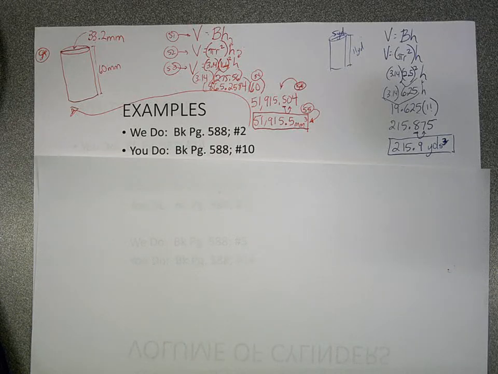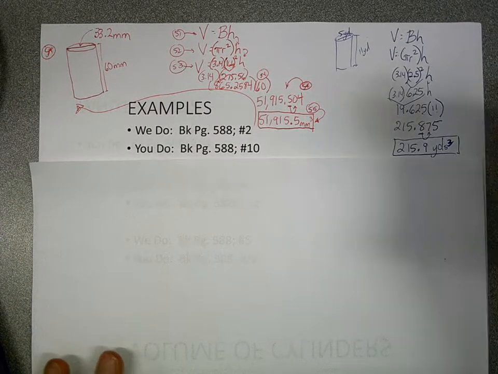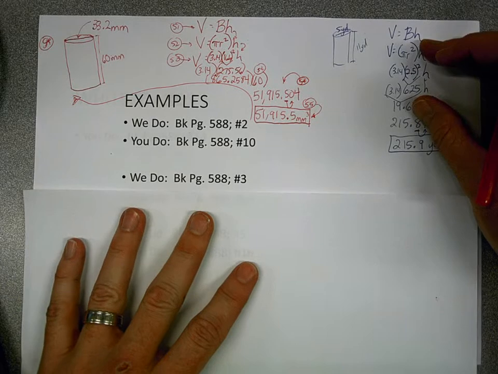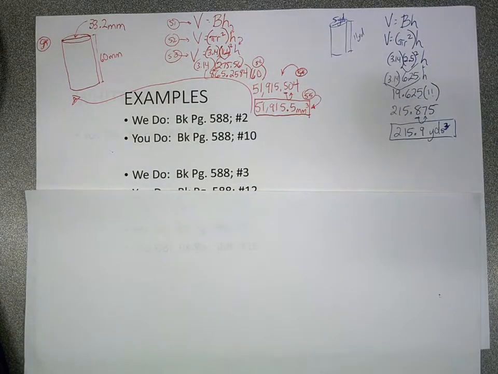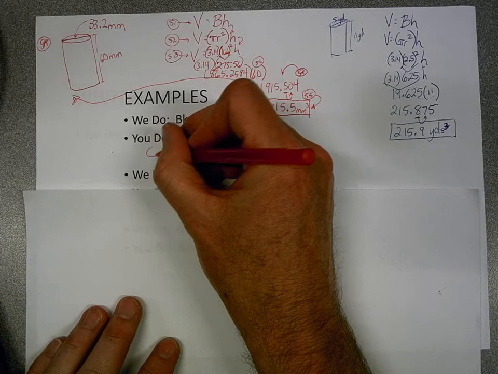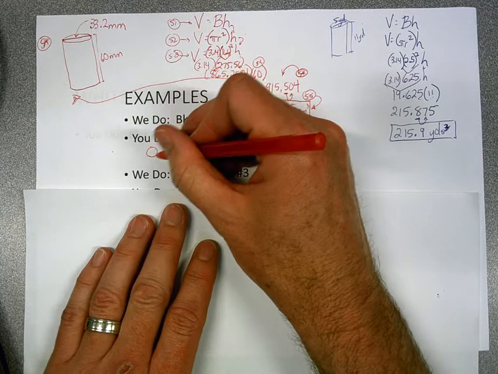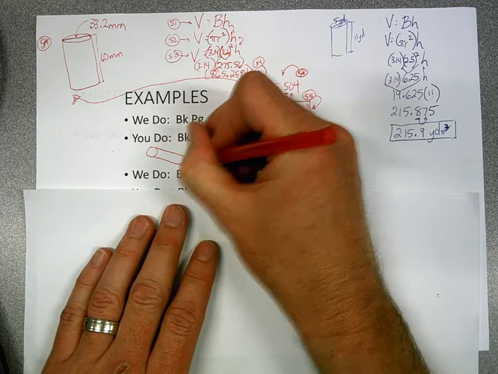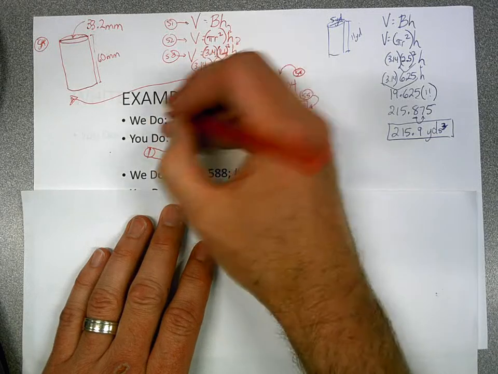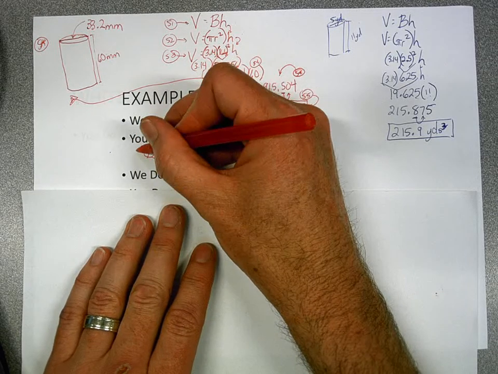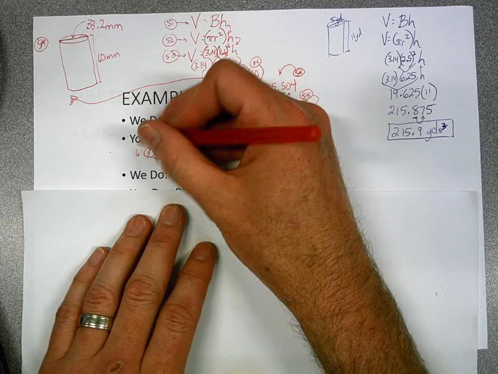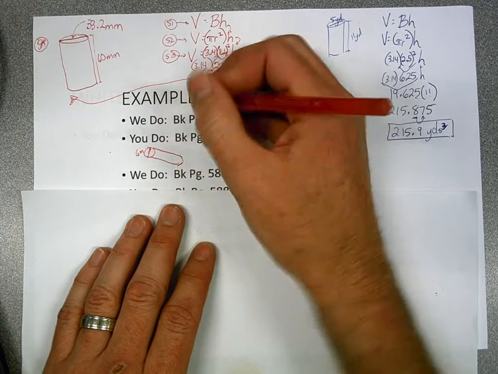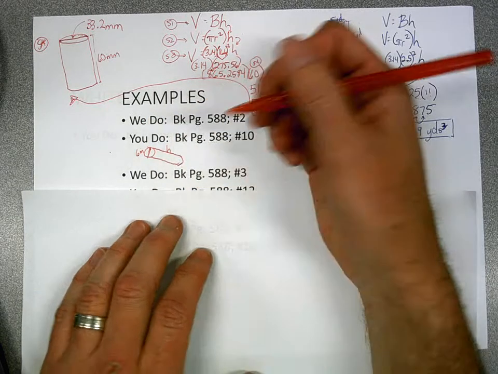Okay. So here we go. Next type of problem. All right, on page 588, let's look at problem number 3. Problem number 3 actually shows us a picture of this cylinder, and it gives you a diameter here of 6 inches. And this shows h for height.